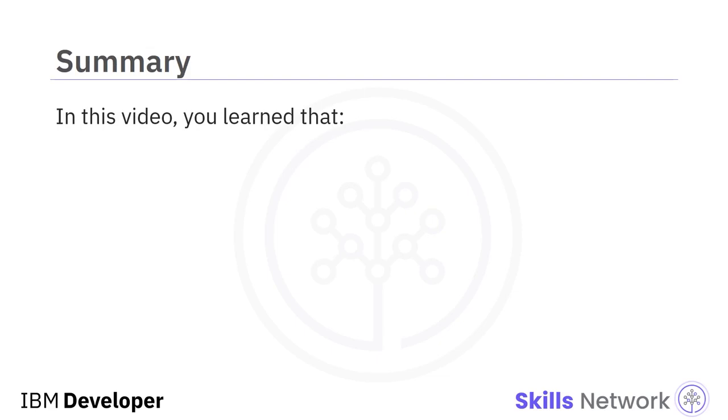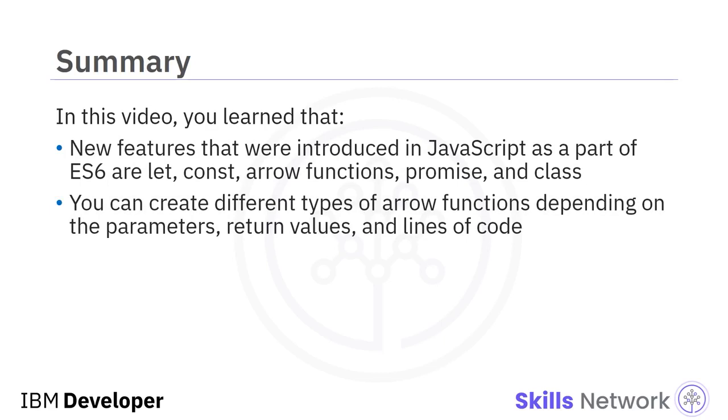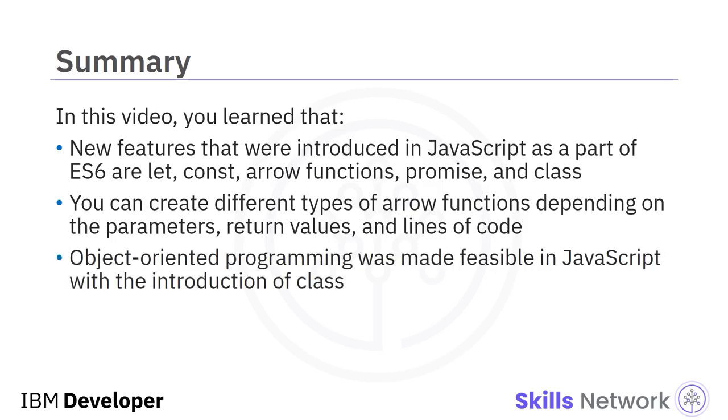In this video, you learned that new features that were introduced in JavaScript as part of ES6 are let, const, arrow functions, promise, and class. You can create different types of arrow functions depending on the parameters, return values, and lines of code. And object-oriented programming was made feasible in JavaScript with the introduction of class.